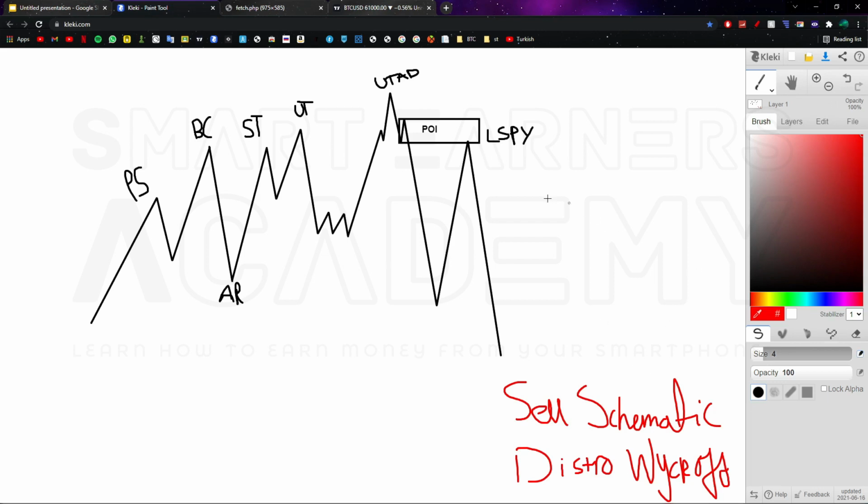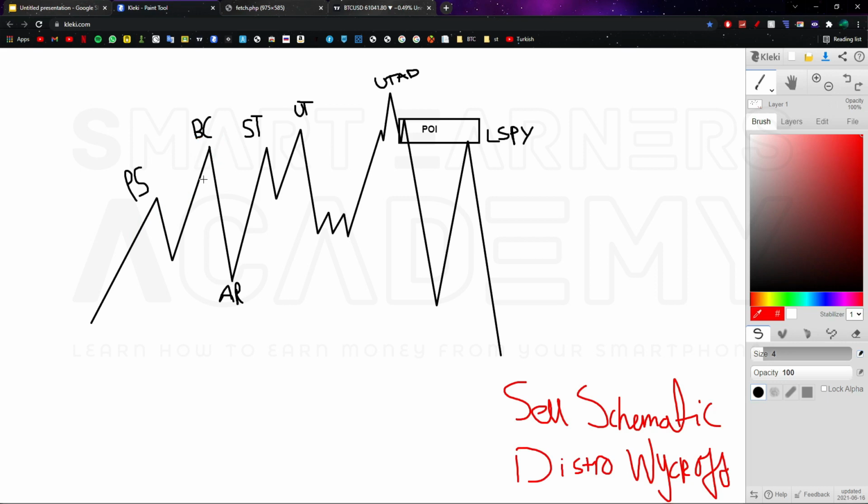And that is called that because we usually are gonna sell at the end of the schematic, right? And so the way the schematic starts is by the preliminary supply, right? The preliminary supply is just a small mark up, right? Just this small move to the upside, usually in the shape of like a channel or rally, which usually is then followed by the buying climax, right?